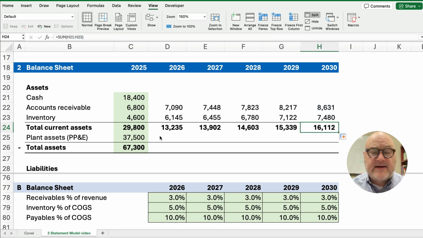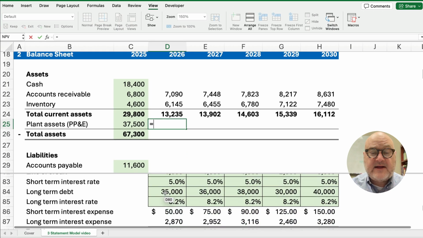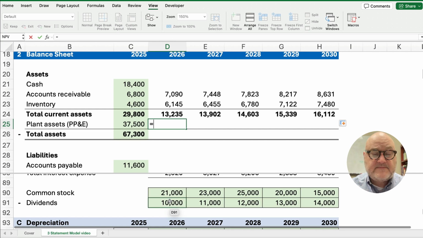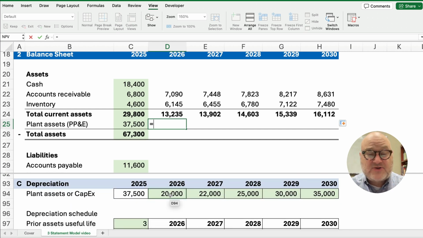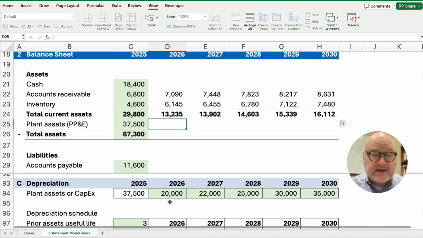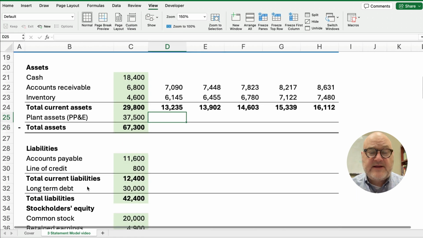All right. Now, plant assets, we do know plant assets, right? It starts at $37,500, and then it increases by $20,000. Okay, so we need to spend a little time calculating this, and we'll take it off of the split screen.